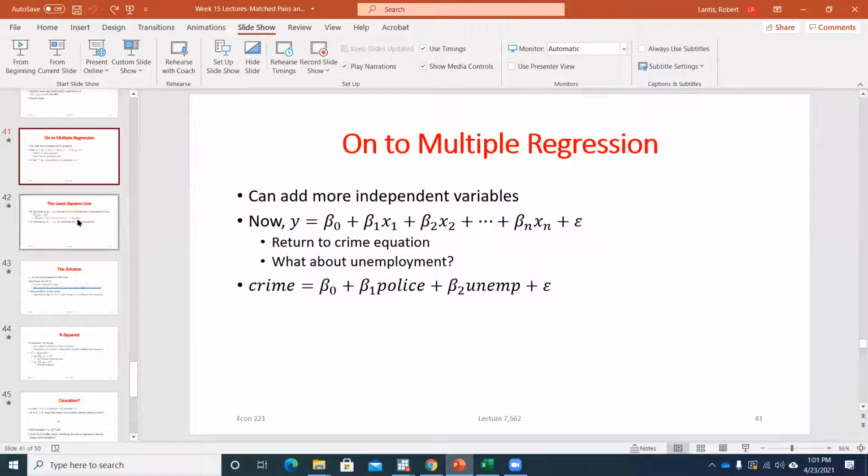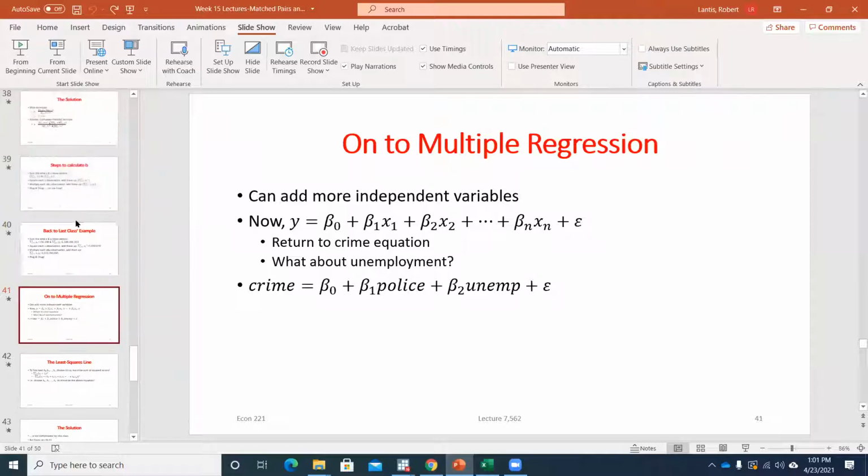So I believe where we left off was, I think I ended class by introducing the idea that we can run these simple linear regressions where we have one X variable, one right-hand side variable, but we can also include additional variables.